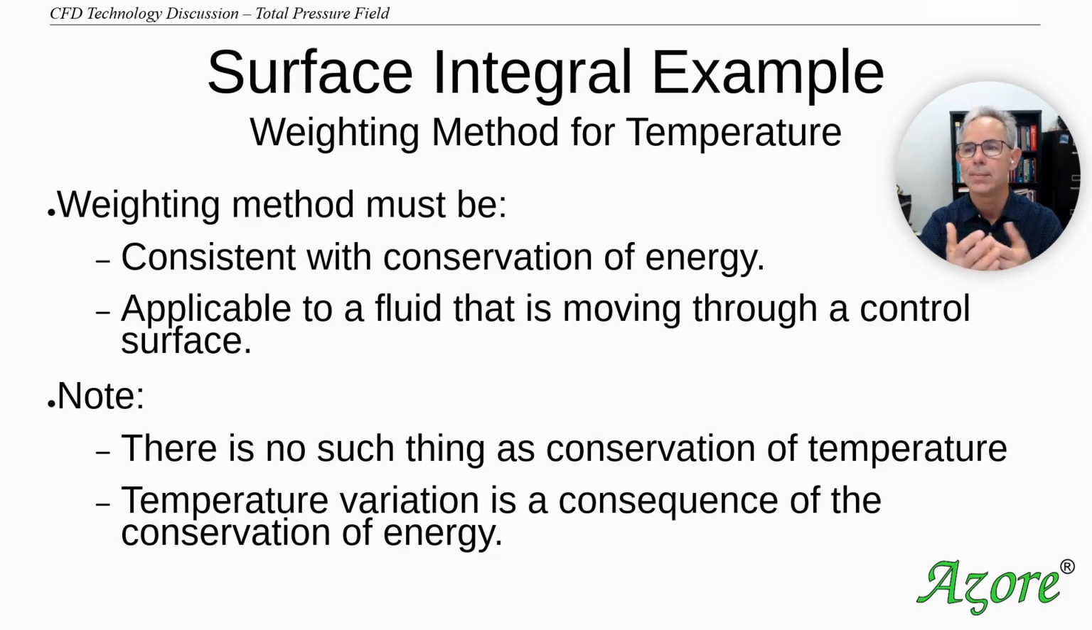And what kind of a weighting method would really be appropriate for something with conservation of energy? The weighting method really should be consistent with the conservation of energy. It should be applicable because in CFD, the flow is going to be passing through a surface. But one thing I would like to note here is temperature is not something that's conserved. There's no such thing as conservation of temperature. There's only conservation of energy, and temperature variation is really a consequence of conservation of energy, and that's really what we want to make sure everything is consistent with when we do our surface integrals.